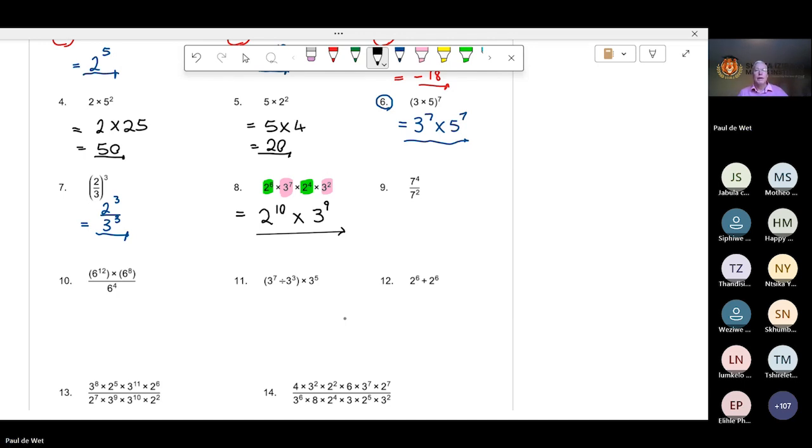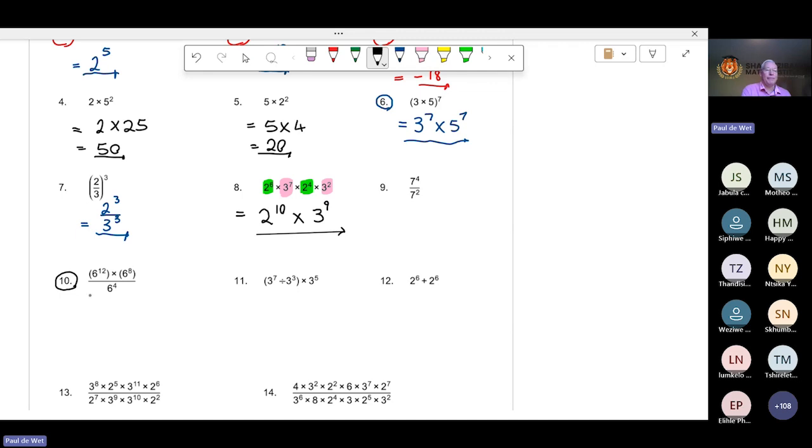I'm going to look at number 10. Number 10 looks a bit more complicated, but we don't add the bases, we add the exponents. I'm seeing a question there. Look here, the 2 and the 2, we don't add the 2's, we just add the exponents. So 6 and 4 gives us 10.